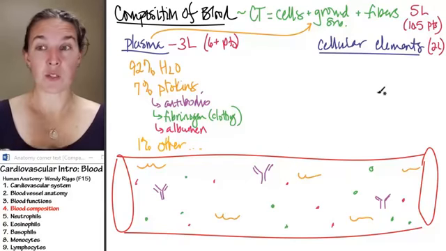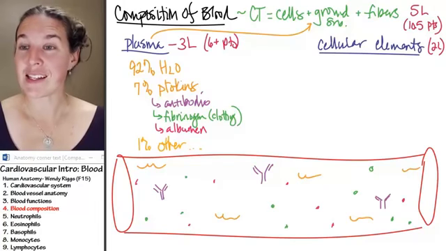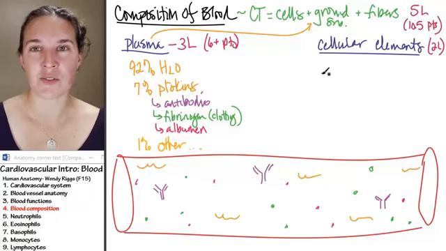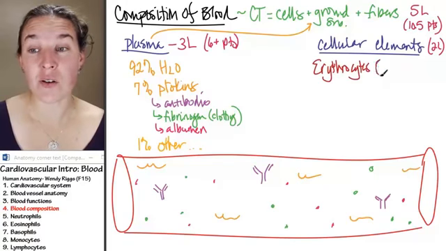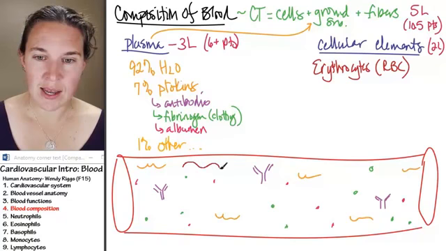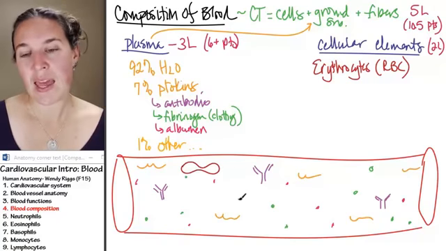Plasma is where our cellular elements float. And the cellular elements, we've got our main dudes. Who are our main dudes? Erythrocytes, also known as red blood cells. I'm going to draw you a picture of a red blood cell because you can't have a picture of blood without red blood cells. And here's the scoop.